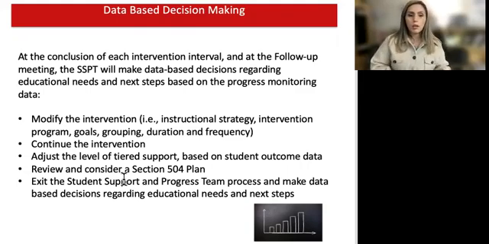Another option is that we could adjust the level of tier support. We could review and consider a section 504 plan if there's some type of medical need or a disability. Or if the student is making adequate progress, at that time we could decide they're going to exit the SSPT process.